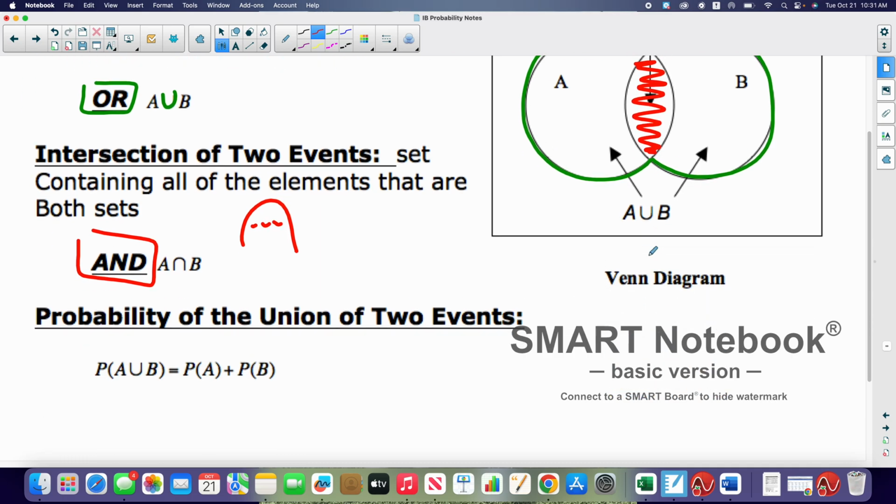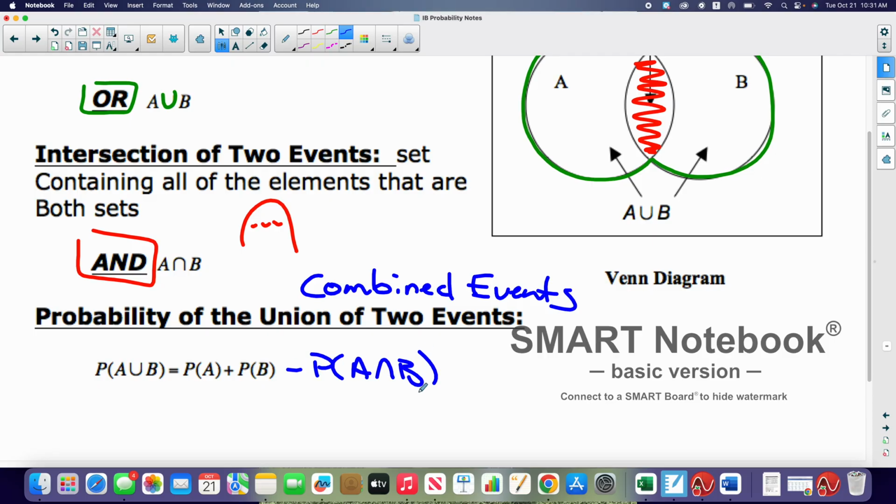There are quite a few formulas in this unit. The probability of the union of two events, a lot of times we refer to these as combined events. That's how it's going to be referred to on your formula sheet, combined events. And I'm going to modify this formula a little bit because this is only a partial formula. The other part of this is that right there. So the probability of A union B is equal to the probability of A plus the probability of B minus the probability of A and B. Now, I'll show you why this formula works here in a minute, but that's going to be on our formula page. You'll have it.